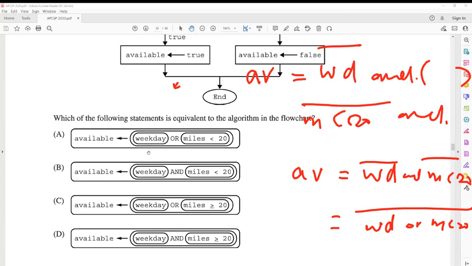Let's see, equivalent to the flow chart. So this portion, mile less than 20, you can translate to mile greater than or equal to 20. So this one is correct. So here it should be not weekday.